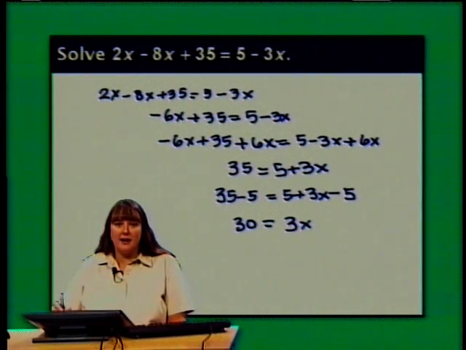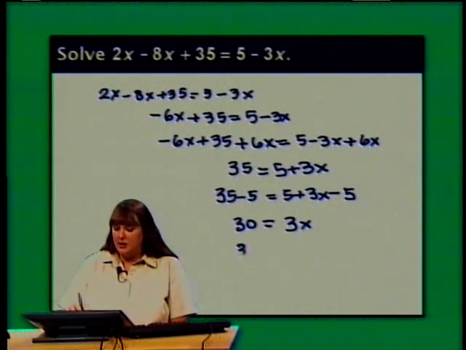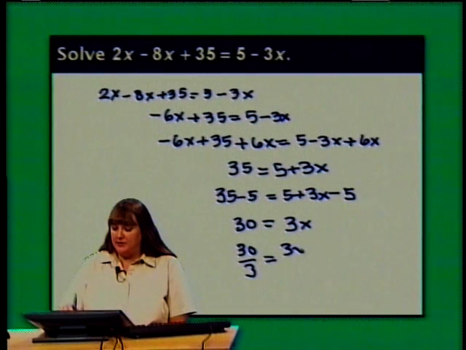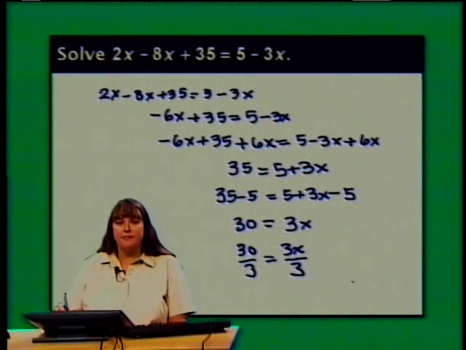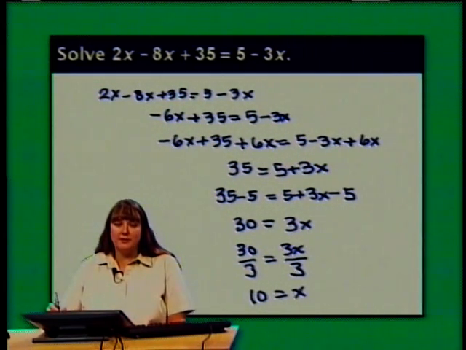To isolate x, I'll divide both sides of this equation by 3. So 30 divided by 3 equals 3x divided by 3. Simplifying, I have 10 equals x. This is equivalent to saying x equals 10. So my proposed solution is 10.